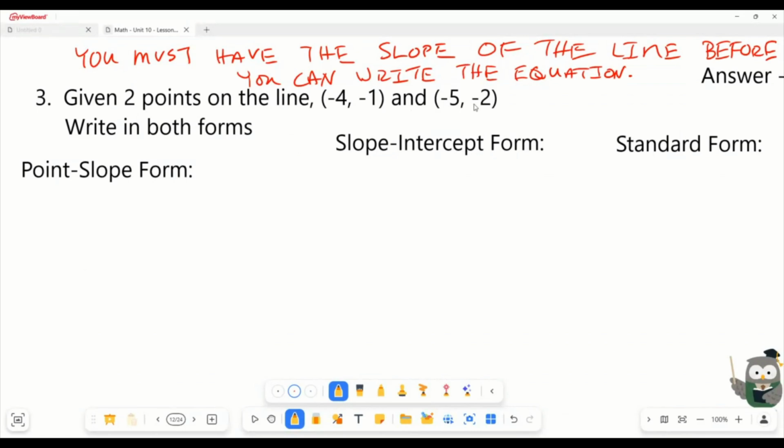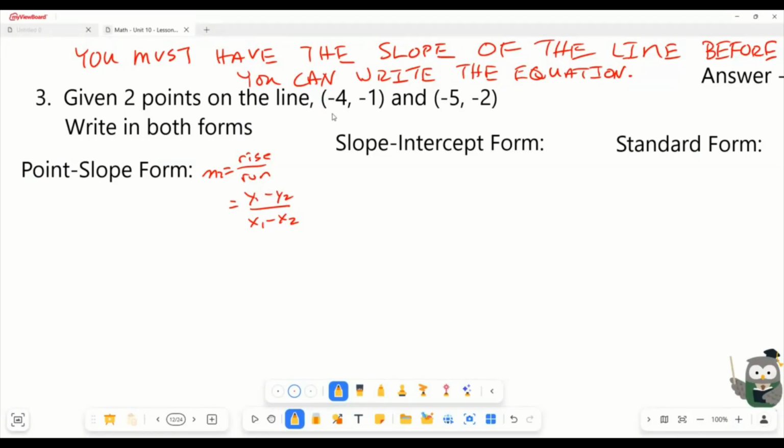I don't have the slope. I have 2 points. Slope is rise over run. It is also y1 minus y2 over x1 minus x2. That is on your formula sheet, I think. I'm pretty sure. Yes.